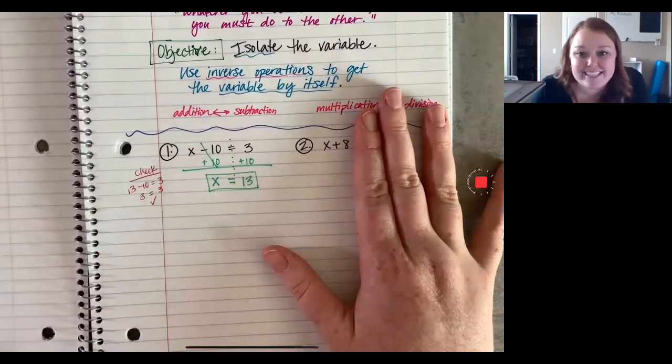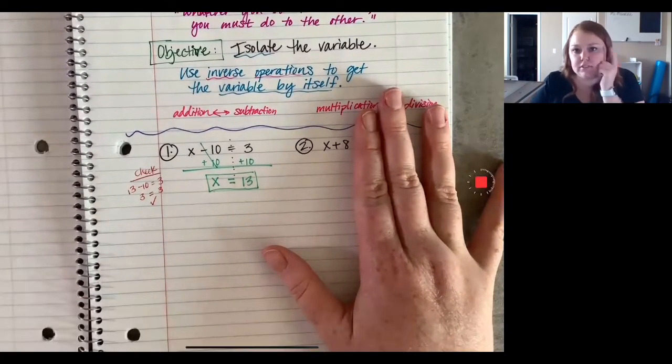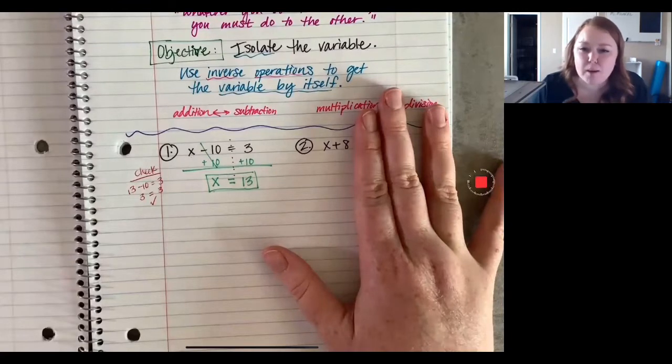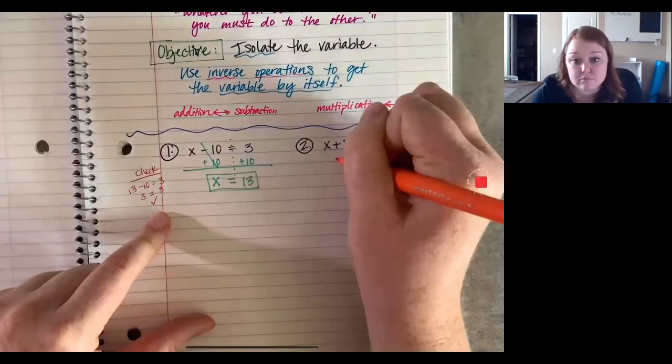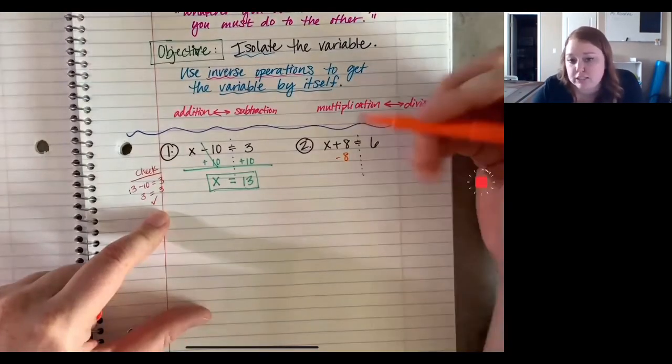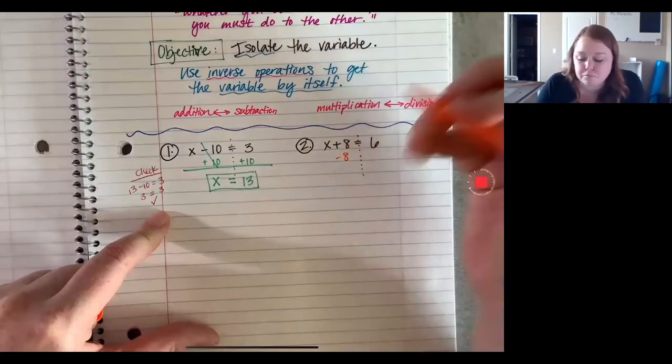X is adding 8. I have to think about the inverse. What's the inverse of adding 8? What's the opposite of adding 8? Hopefully you said it. Subtracting 8. So right underneath, I'm going to show that I subtract 8. Whatever I do to one side, I have to do to the other.